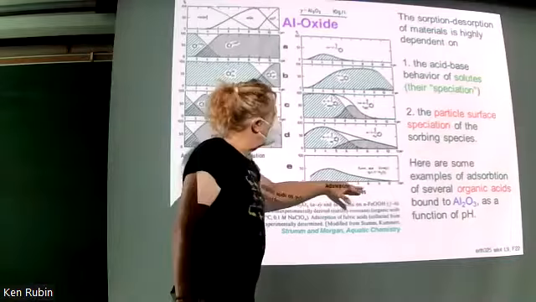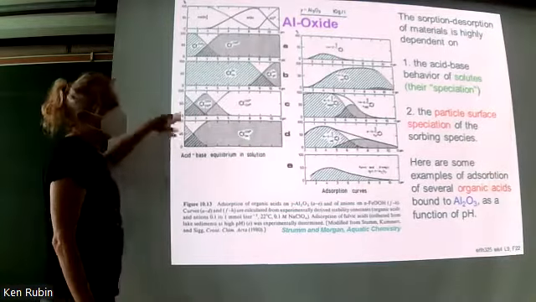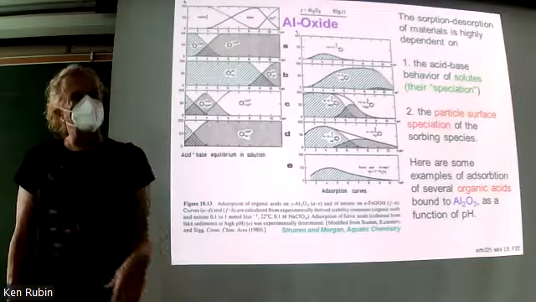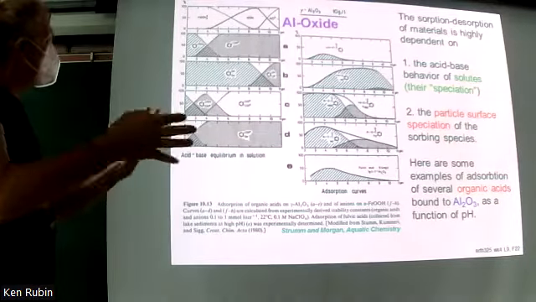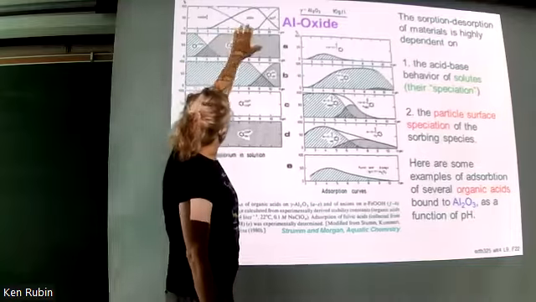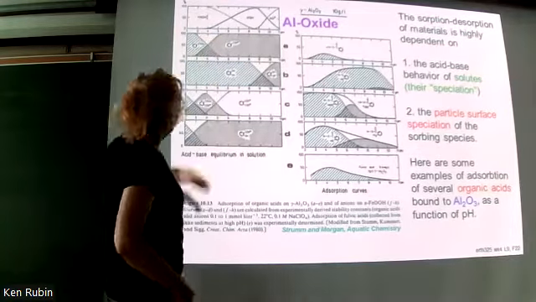They have pH across the bottom and percent across the top. This is the example of aluminum hydroxide, which is gibbsite, sitting there as a particle. You can see that as a function of pH, it can have no charge, it can have minus charge, it can have plus charge.